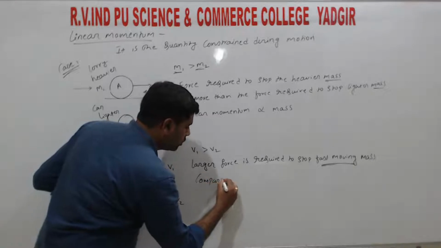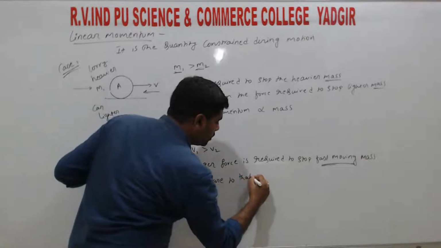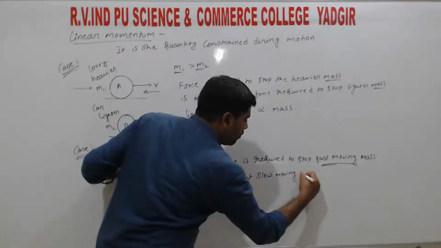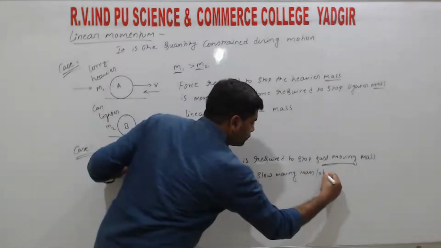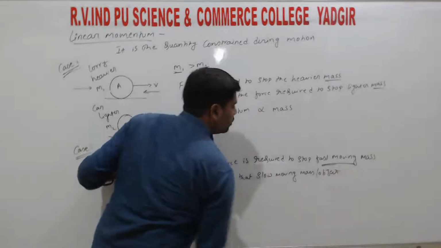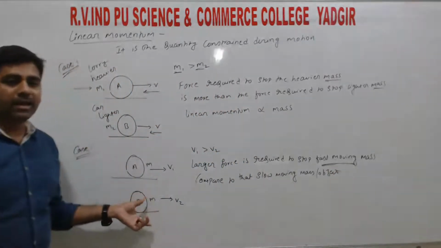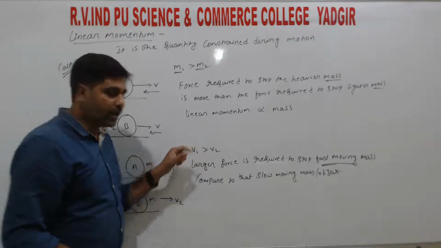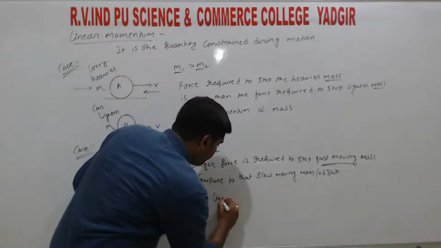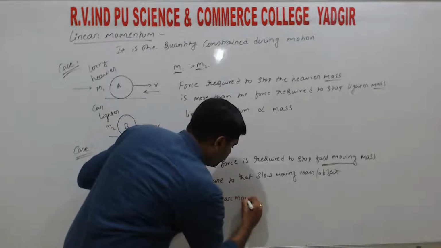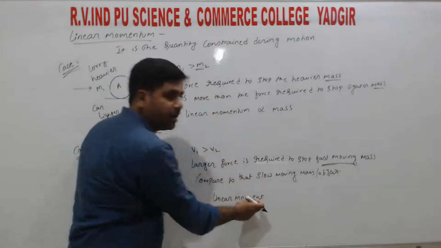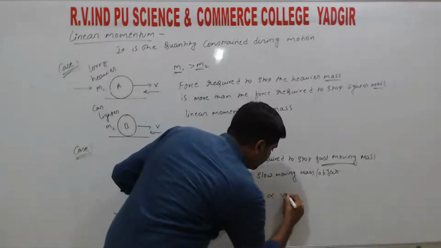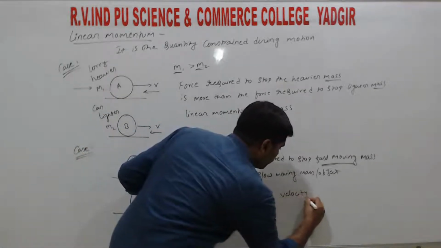compared to the slow moving mass or object. So slow moving means having less velocity, right? So in both cases there is linear momentum, right? So linear momentum is directly related with velocity, right?